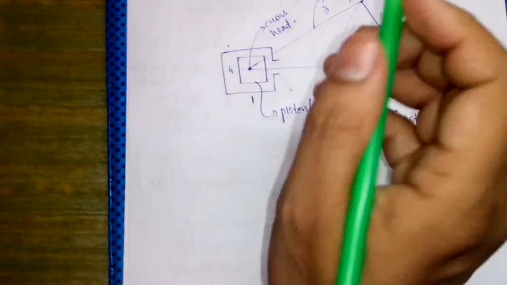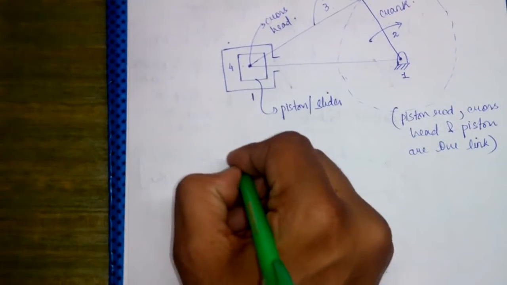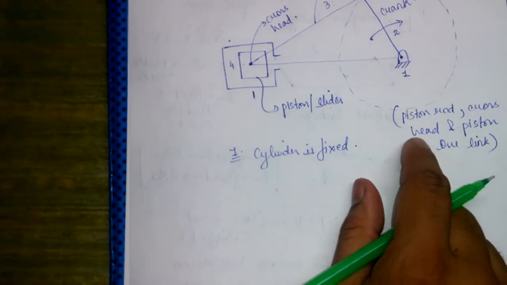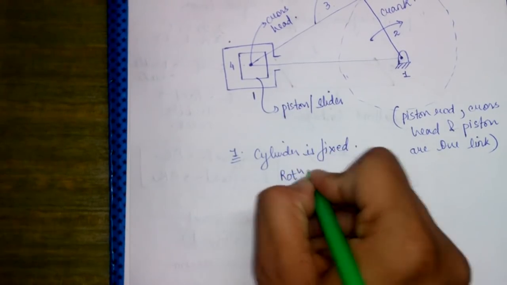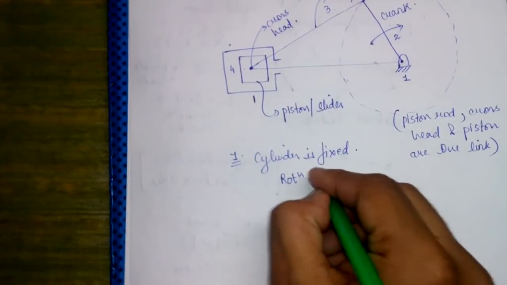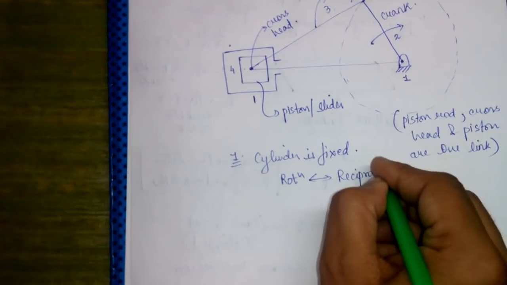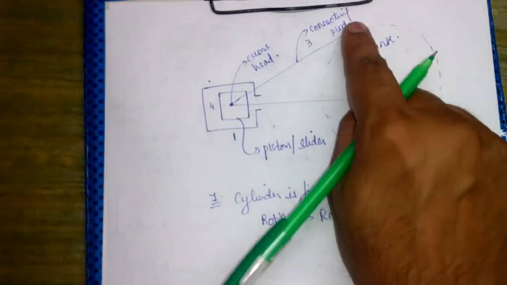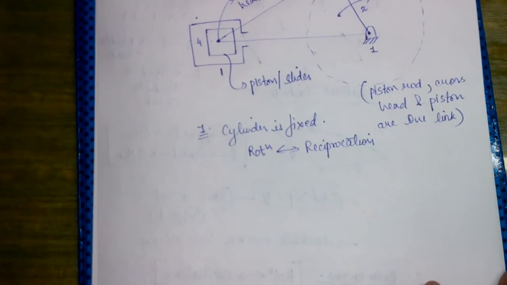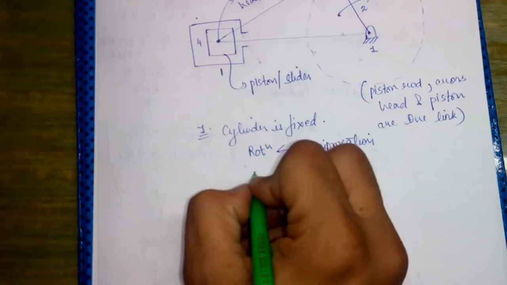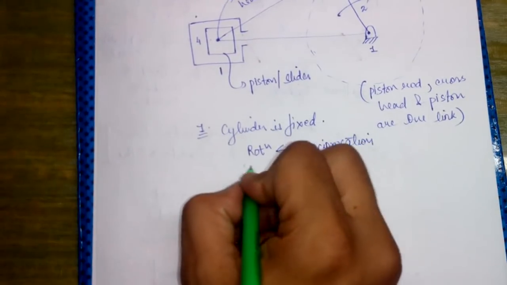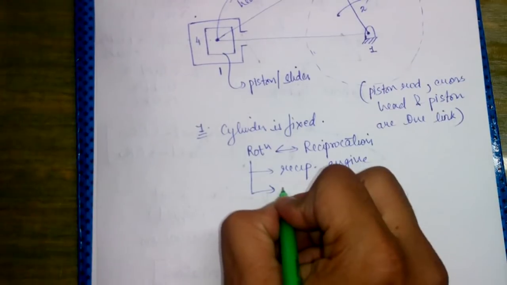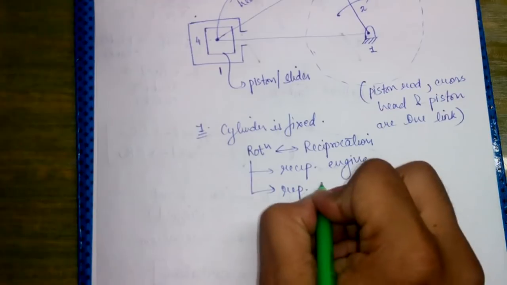Now, the first inversion is when the cylinder is fixed. If we fix the cylinder, rotation is converted into reciprocation. We see here that the shortest link is the crank, and the crank is the shortest link in the single slider crank mechanism. This has two possibilities: the first is the reciprocating engine, and the second is the reciprocating compressor.